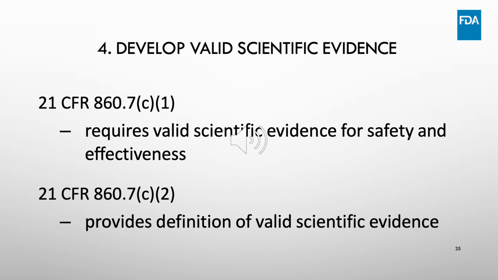After establishing the anticipated classification of your device, you are now prepared to generate the information needed to support its safety and effectiveness. We refer to this information as valid scientific evidence, which is required and defined in the regulation under 21 CFR 860.7. Evidence to support your device may include preclinical, animal, and clinical testing.